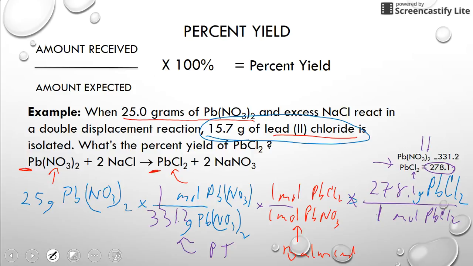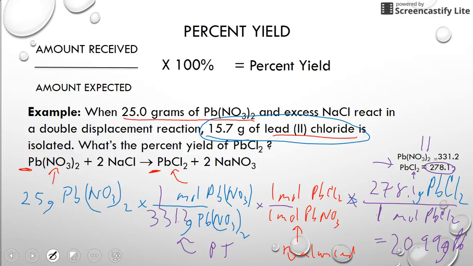I'm pretty sure I didn't do that, so if you'll forgive me a minute, I will do it very quickly on my calculator. 25 divided by 331.2 times 278. So our answer is 20.99. Our expected is 20.99 grams PbCl2.